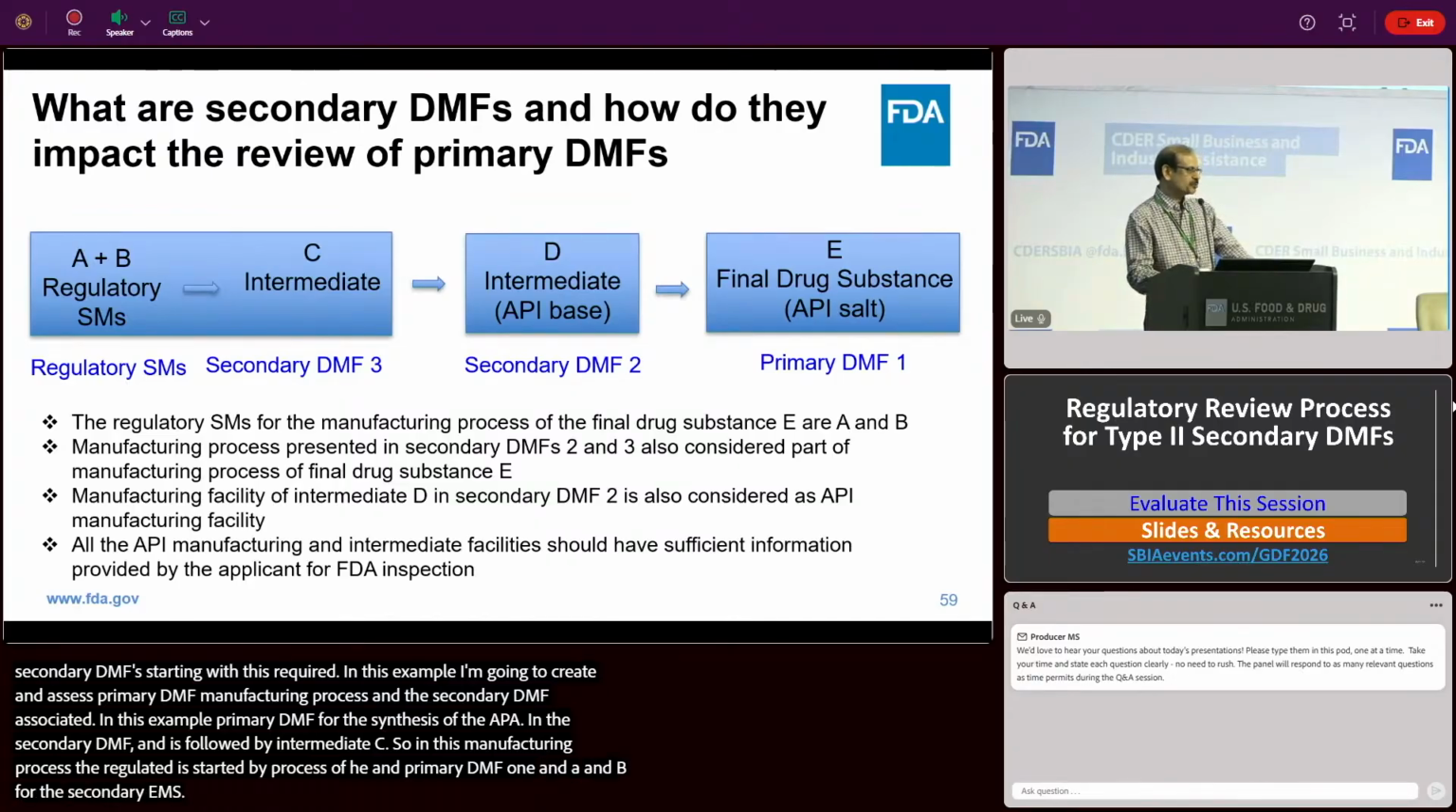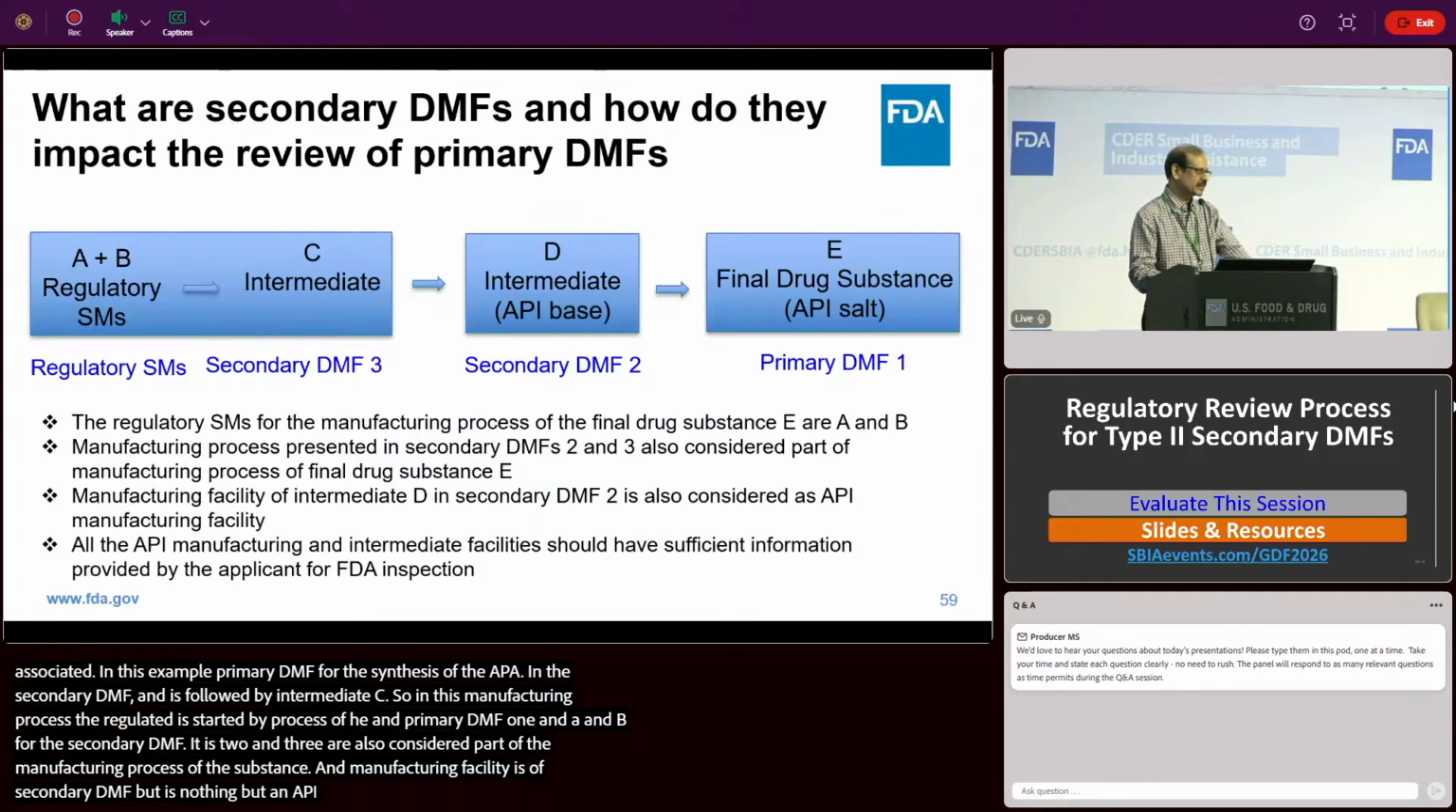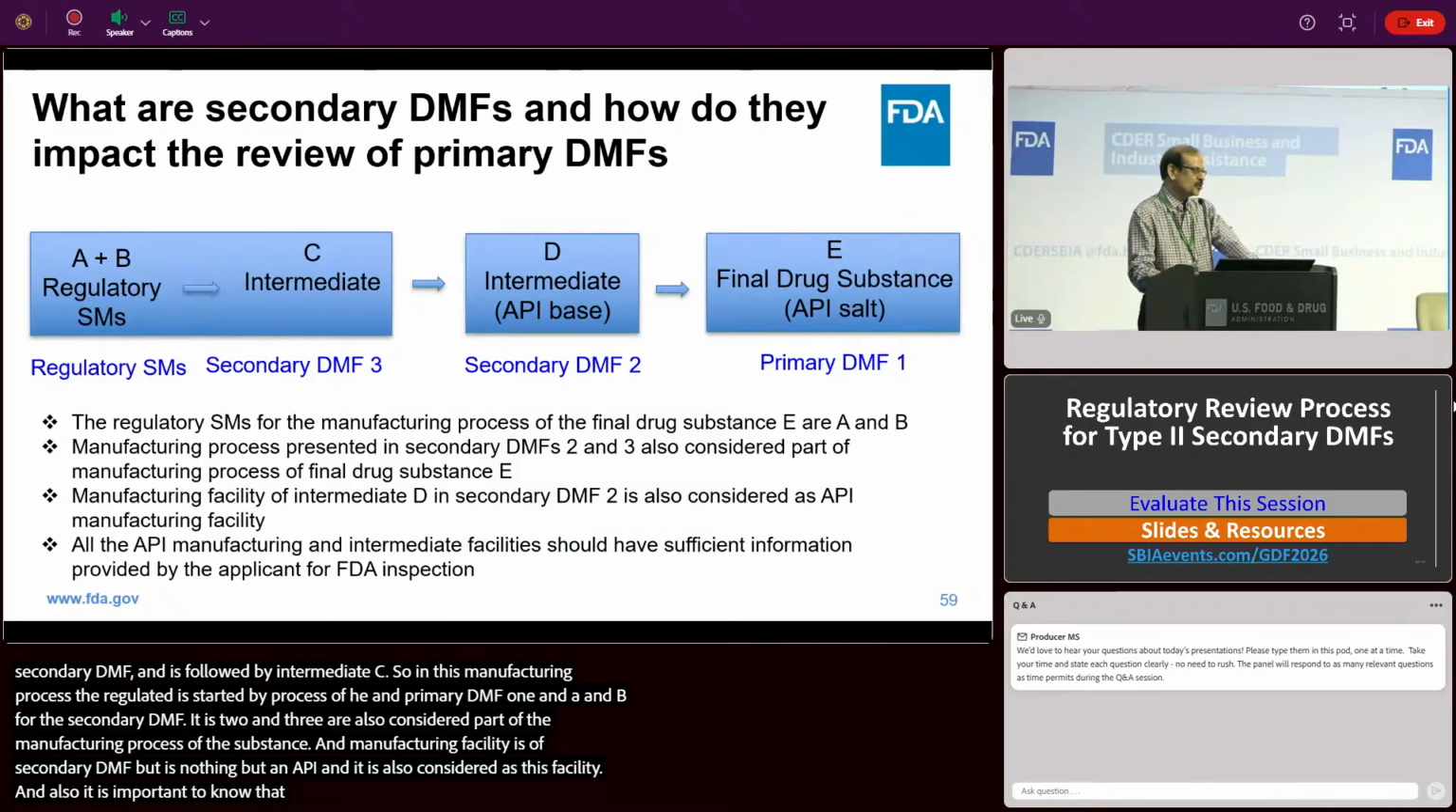Also, the manufacturing process presented in secondary DMFs 2 and 3 is also considered part of the manufacturing process of final drug substance E. As you look at here, the manufacturing facility of intermediate D in secondary DMF2, which is nothing but an API, in its base form, is also considered as the API manufacturing facility. Also, it is important to note that all the manufacturing and intermediate facilities should have sufficient information provided by the applicant for FDA inspection.